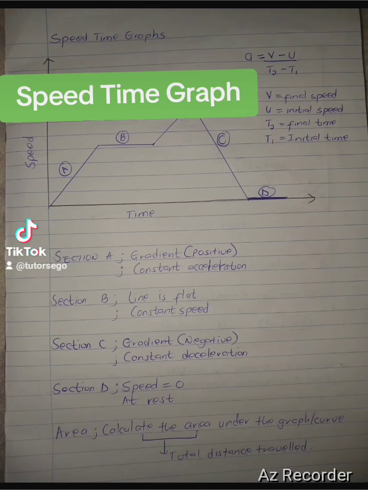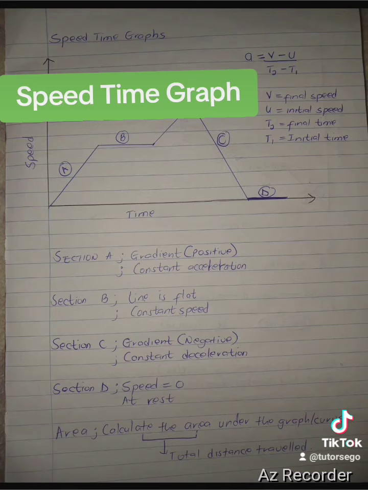Okay, now in a speed time graph you can be asked to calculate the total distance traveled, or you can be asked to calculate the distance traveled between section A and B, or between section A and C, or whatever it is that you're asked. You need to understand the question and then know that for total distance traveled, you're going to calculate the area under that graph or curve. That's how you calculate the distance. You just calculate the area under that graph.